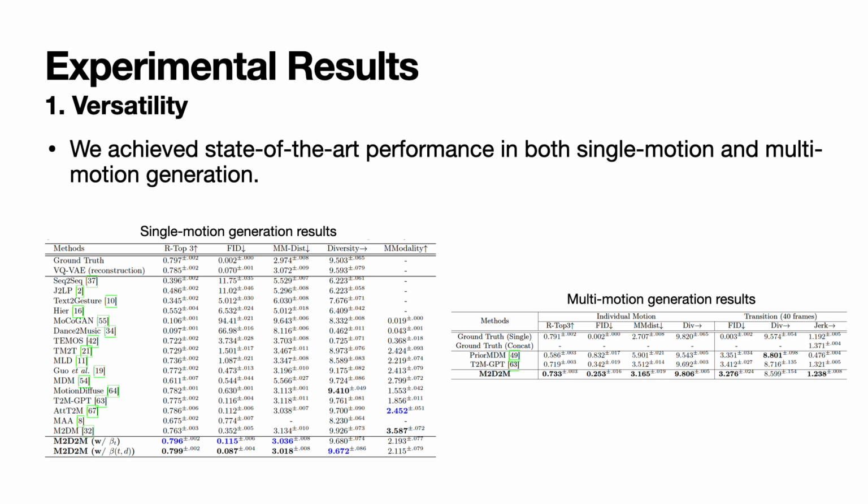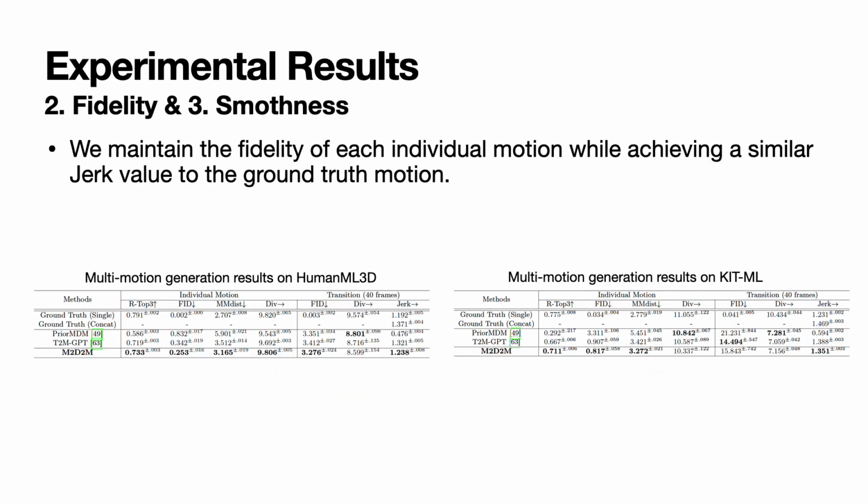Experimental results demonstrate that M2D2M achieves state-of-the-art performance on both single-motion and multi-motion generation tasks, as evaluated on datasets like HumanML3D and KIT-ML. These results show the generalizability of the model across different types of motion generation tasks. In terms of fidelity and smoothness, the model maintains the accuracy of individual motions while producing smooth transitions. The jerk metric, which measures motion smoothness, shows that M2D2M achieves results comparable to ground truth motions, confirming the model's ability to generate realistic sequences.